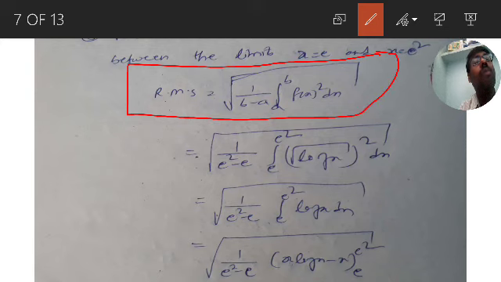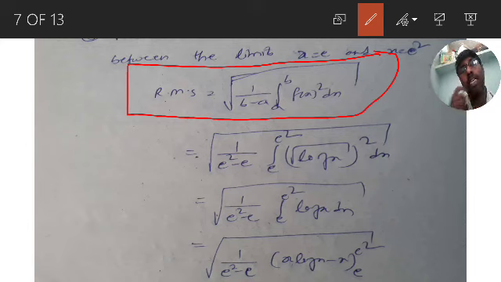RMS value is equal to square root of 1 by b minus a integration a to b f of x whole square dx. Are you getting? I am reading it twice because if you are unable to get my writing, you can easily note it down by my voice. So what is RMS? Square root of 1 by b minus a integration a to b f of x whole square dx.